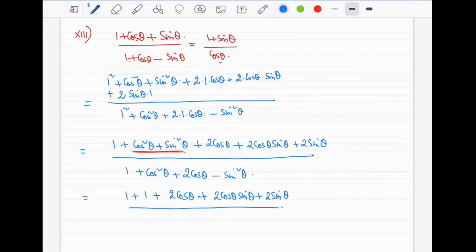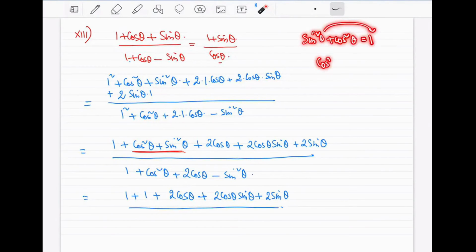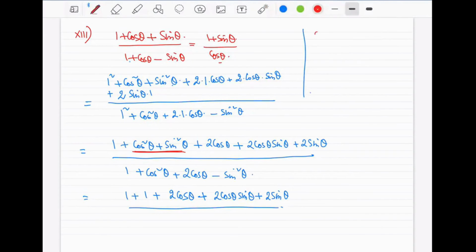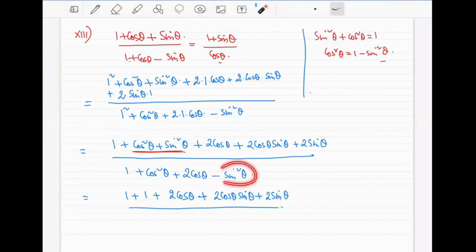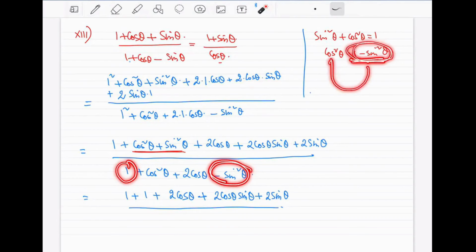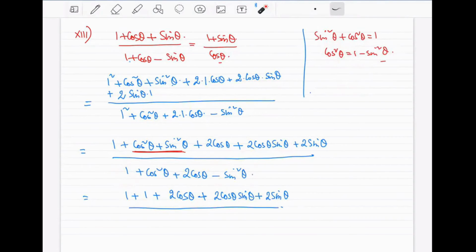Okay, little rearrangement. Look, sine square theta plus cos square theta. This is 1. If I take the sine square theta to the other side, cos square theta will be 1 minus sine square theta. Let me actually write it for you to copy. Okay, I want cos square theta in the denominator. Only cos square theta. There is an extra sine square theta, right? So if I combine this 1 and this minus sine square theta, I obtain this. That means 1 minus sine square theta, I can replace with what? Cos square theta, but you need the rearrangement first.